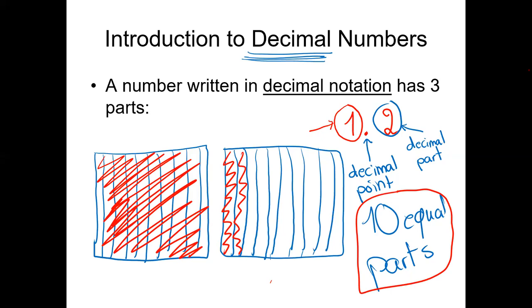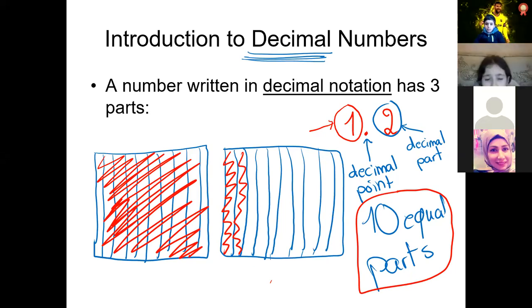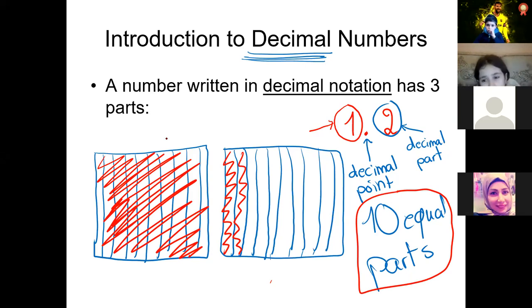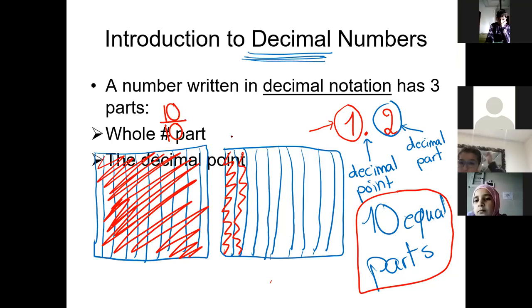10 equal. So, how do we write the fraction that represents the colored part in the first square? How many parts did we color? 10 out of 10. Excellent. Bravo. So in the first square, we colored 10 parts out of 10.